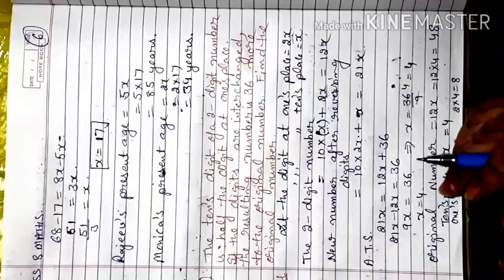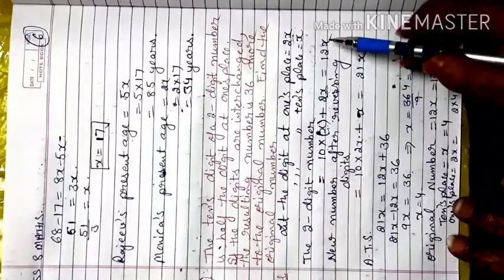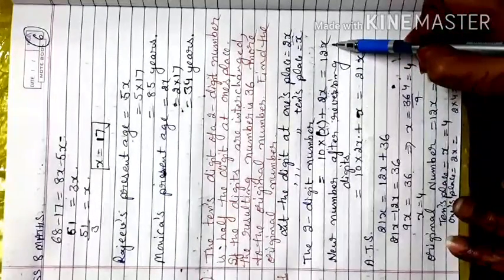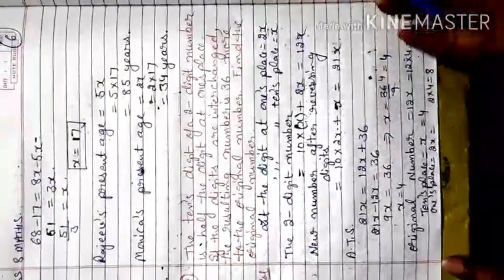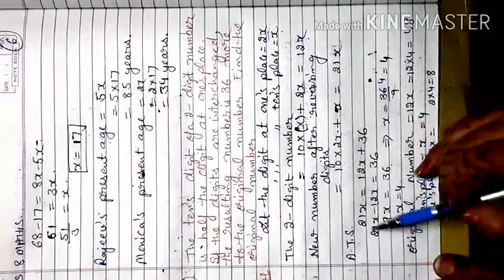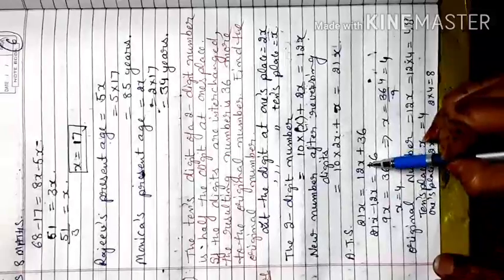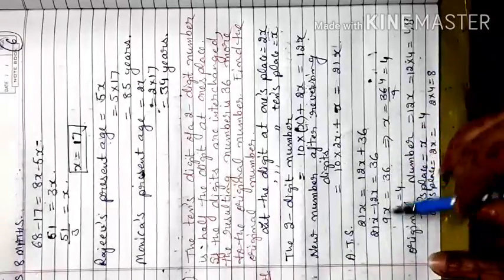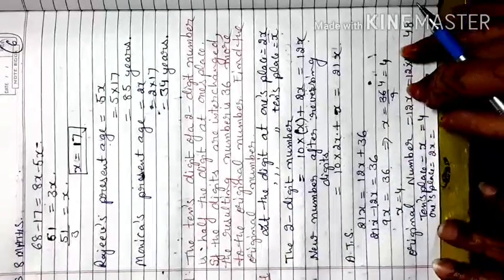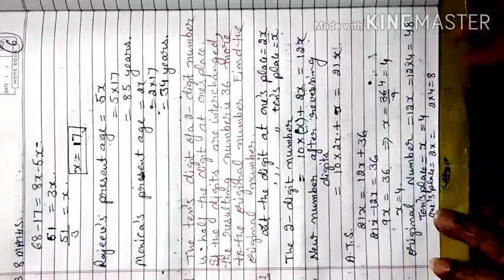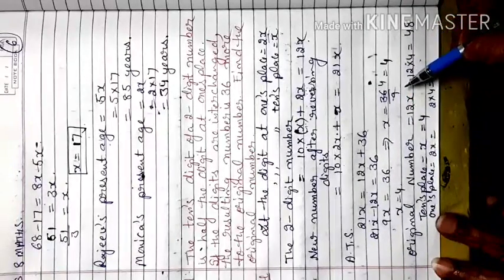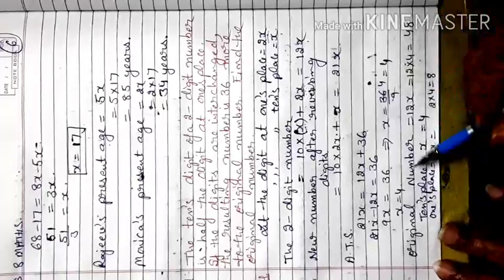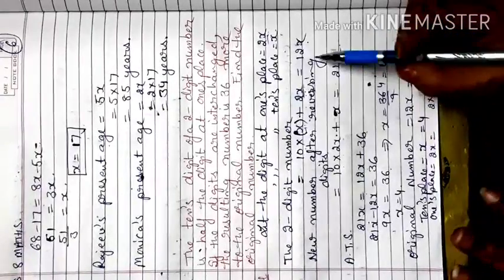Then according to the statement, the new number must be equal to the original number plus 36. So the reverse number must be equal to the original number plus 36. Now you transpose the x value to the left side. 9x is equal to 36, and after cross multiply, 36 divided by 9 gives me 4. After getting the x value, I can directly place it here.